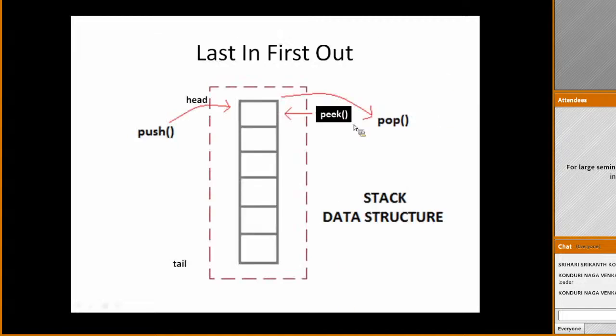So let's get familiar with all these terminologies. The bottom part, let's call it the tail. The top part, let's call it the head. Push is adding an element into the stack. Pop is removing an element from the stack. And peek is the indicator which shows the topmost element in the stack.